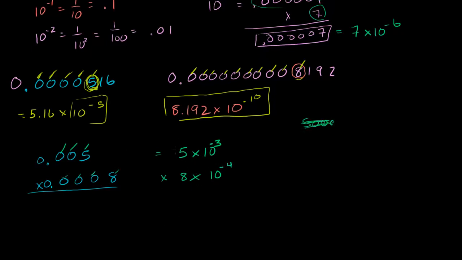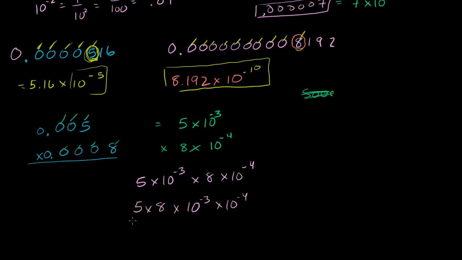So if we're multiplying these two things, this is the same thing as 5 times 10 to the minus 3 times 8 times 10 to the minus 4. There's nothing special about the scientific notation. It literally means what it's saying. And in multiplication, order doesn't matter. So I can rewrite this as 5 times 8 times 10 to the minus 3 times 10 to the minus 4. And what is 5 times 8? 5 times 8 we know is 40. So it's 40 times 10 to the minus 3 times 10 to the minus 4.